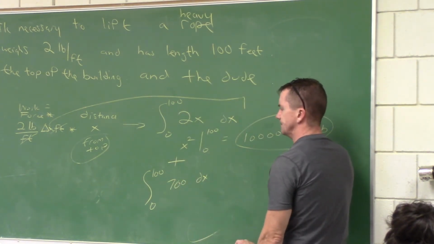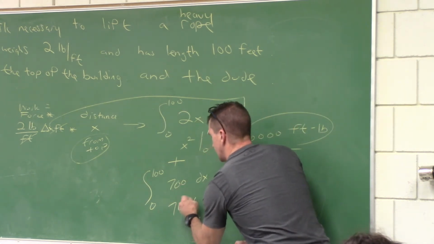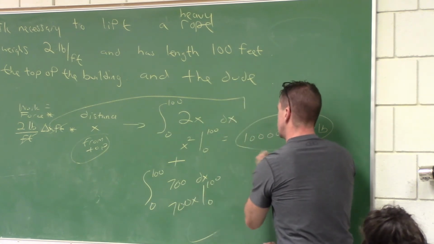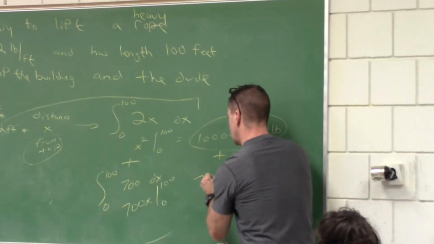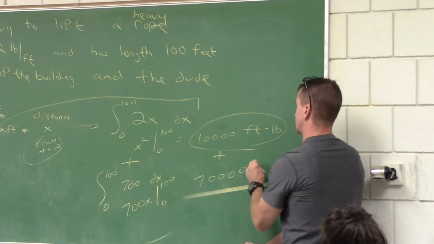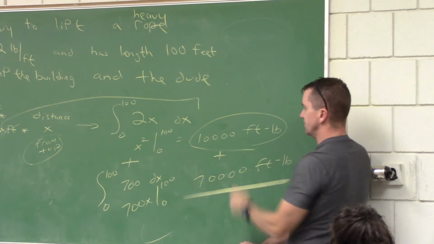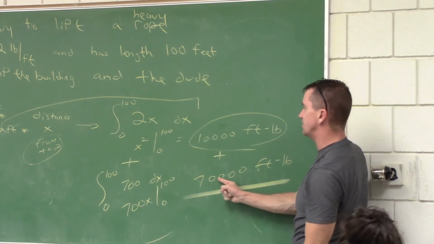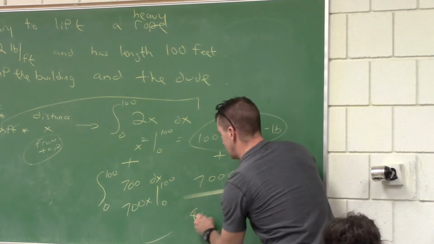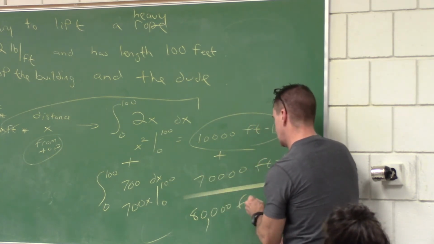So, what's the integral of 700? And you see what's happening here, everyone? You're just going 700 times 100, which is, how many zeros there? 1, 2, 3, 4. All right, what's the final answer now? So we got 10,000 foot-pounds plus 70,000 foot-pounds equals 80,000 foot-pounds. Question, go ahead.